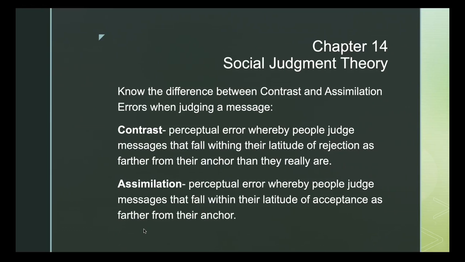So we have these errors. Sometimes we judge things too harshly and think people are total opposites from us when they might not be, and sometimes we assume that people are the same as us until we find out different. So just remember that contrast is the latitude of rejection. We judge it further away from our anchor point. Assimilation is the latitude of acceptance, and we judge it kind of the same way, only we tend to accept things more readily than we would with the contrast perceptual error.